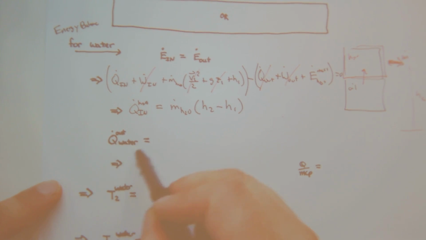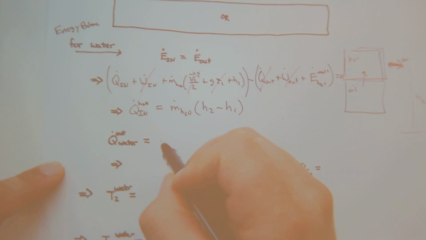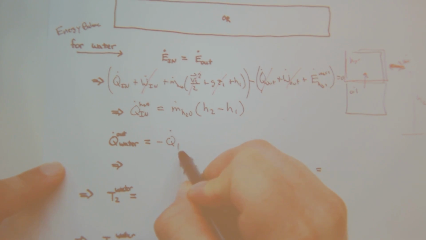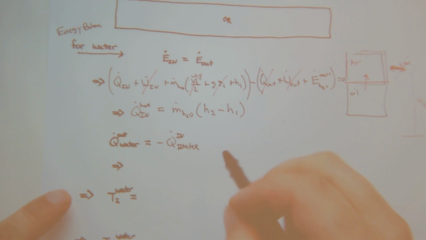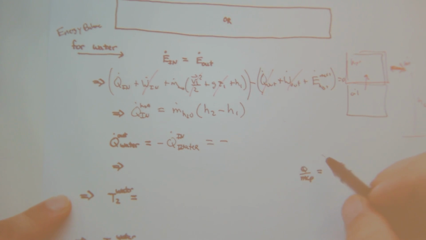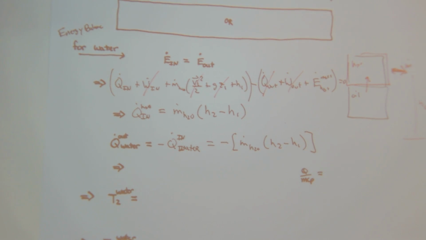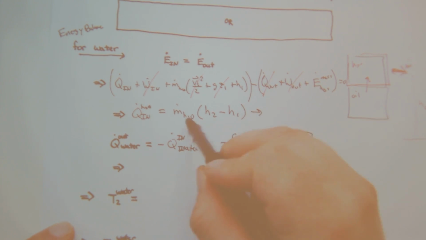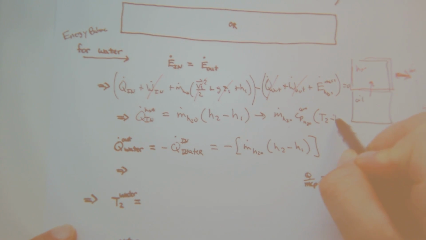And of course, now I want to look at Q dot out water, which is equal to minus Q dot, so I can put a minus sign there: m dot H2O (H2 minus H1). And this term here, I can rewrite in terms of m dot H2O Cp average H2O (T2 minus T1).